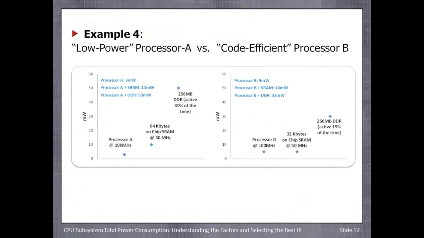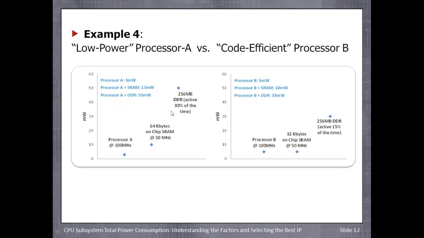Now, with processor B, because it produces 50% less code, the size of the on-chip SRAM could be half, 32 kilobytes. And therefore, the power consumption of processor B plus its memory would be 10 milliwatts compared to 13. So we see that the code-efficient processor B ends up actually being also power efficient as compared to the originally lowest power processor A.